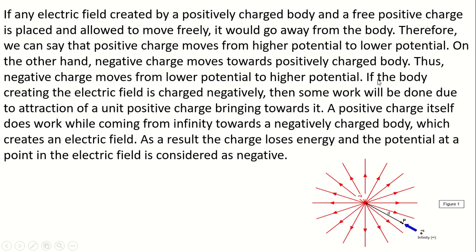Look here, if the body creating the electric field is charged negatively, then some work will be done due to attraction of a unit positive charge being brought towards it. A positive charge itself does work while coming from infinity towards a negatively charged body, which creates an electric field. As a result, the charge loses energy and the potential at a point in the electric field is considered as negative.